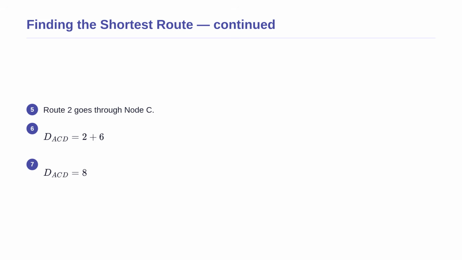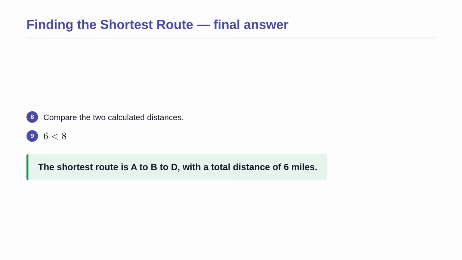Adding these two values together, the total distance for the second route comes out to 8 miles. This will show us if taking the initially shorter path pays off in the long run. Now we have the final numbers for both possible paths. We compare the two options, 6 miles for the first route and 8 miles for the second. We can clearly see that 6 is less than 8. Therefore, the shortest route is A to B to D.